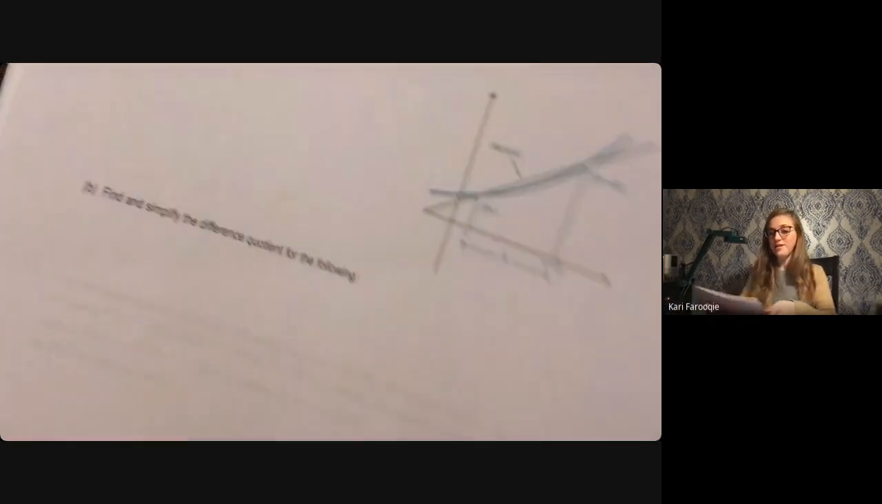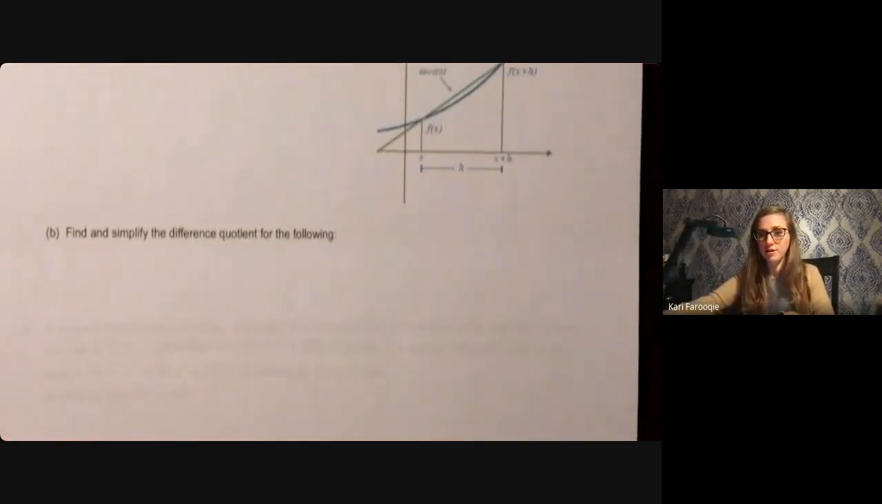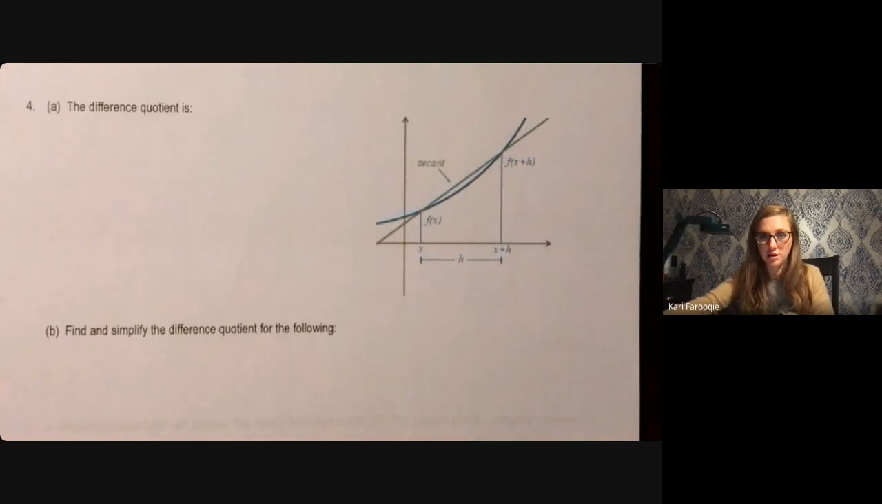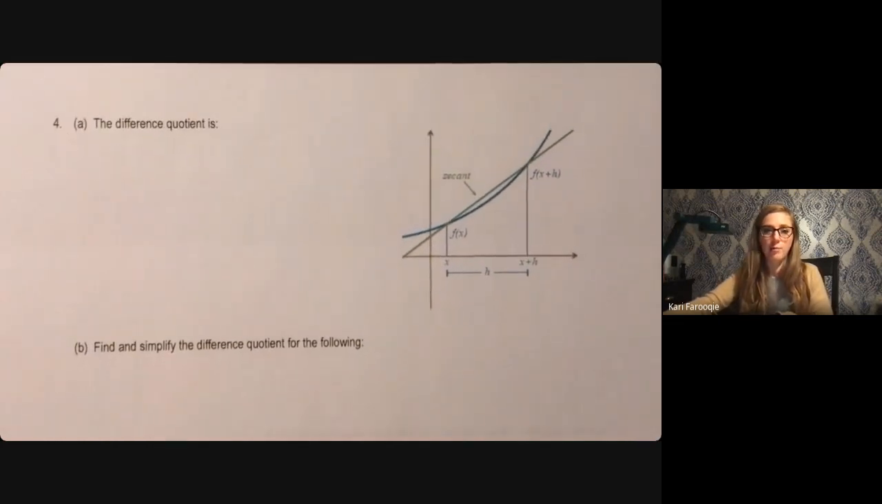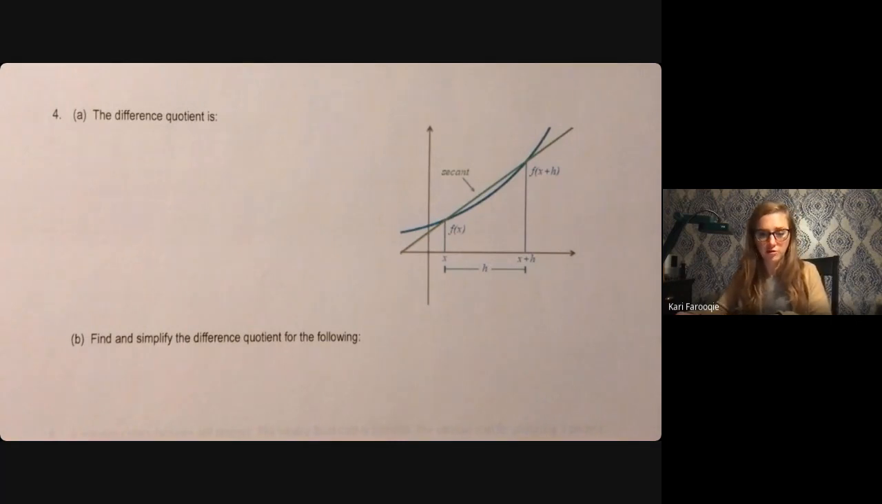All right, next, we're going to talk about the difference quotient. If you remember it, great. If you don't, fine. We're going to be using it quite a bit in this class, so you're going to get a lot of practice using it, especially in this chapter. I will first explain to you what the difference quotient is.